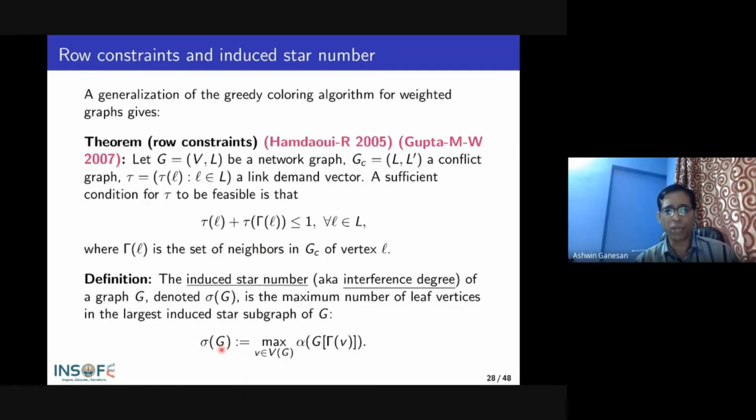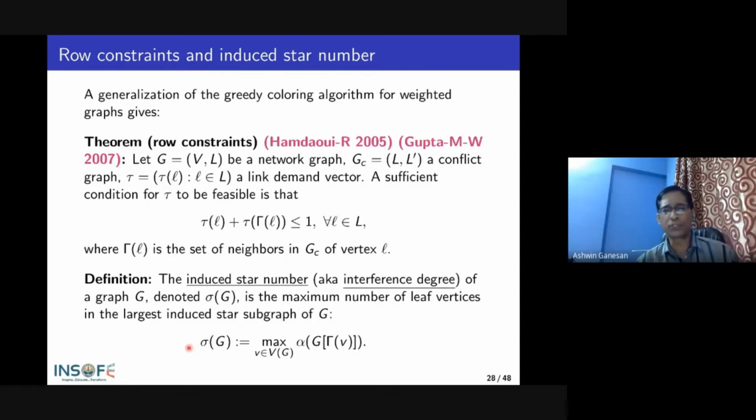So the induced star number of a graph G is basically, what you do is for every vertex V in the graph, you look at all its neighbors, gamma of V. You look at the subgraph of G induced by those neighbors. And then you take the maximum independent set, so the size of the maximum independent set in that induced subgraph. That's basically the number of leaf vertices in the largest induced star subgraph of G. That quantity is called the induced star number of G.